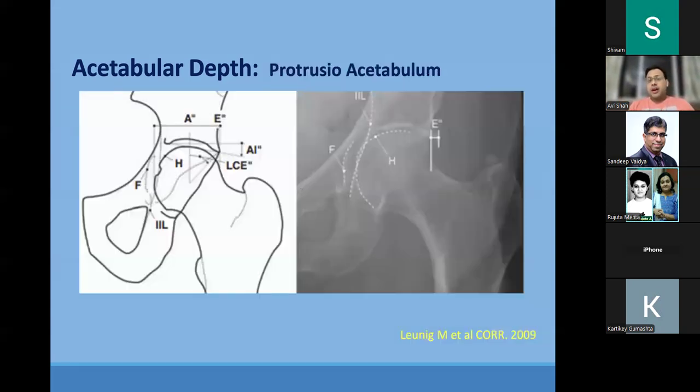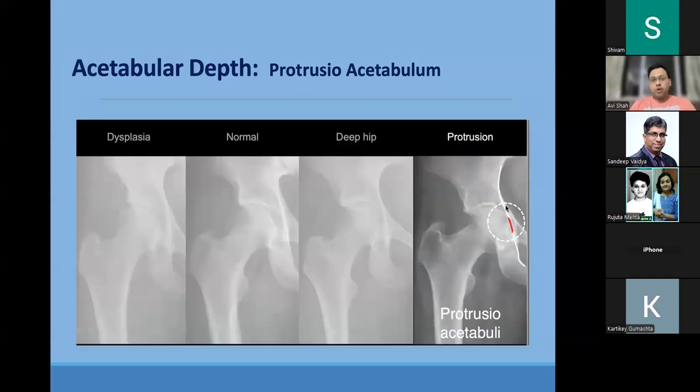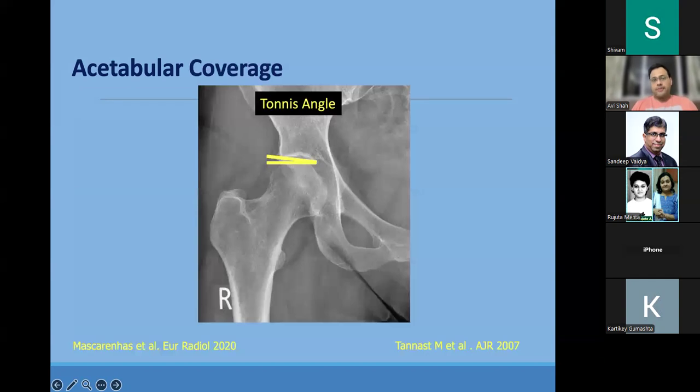So this is protrusio which I was discussing, when the hip is completely inside and touching the iliopubic line. Here, if you can see again, this is your iliopubic and ilioischial line. It is completely crossing the ilioischial line and it is touching the iliopubic line. So that is protrusio acetabuli.